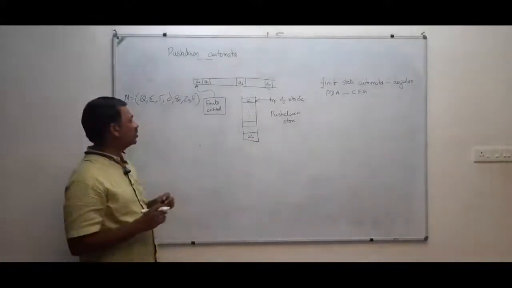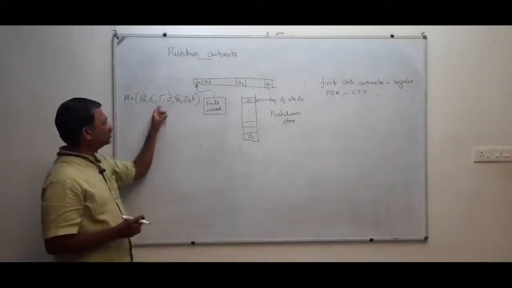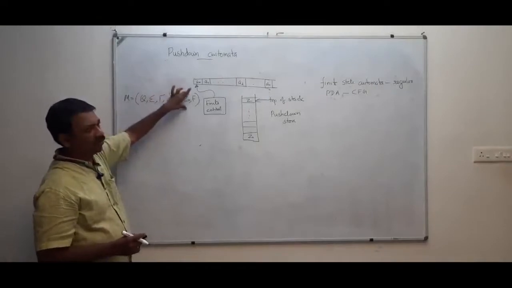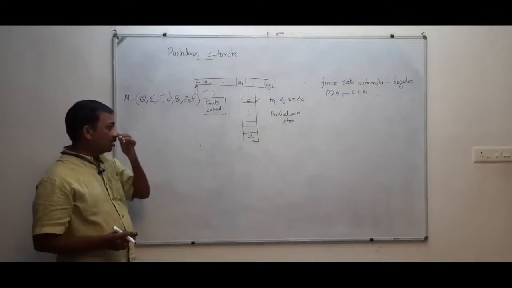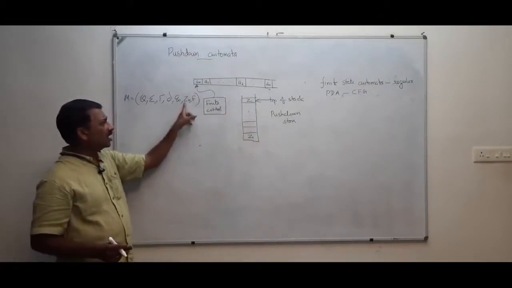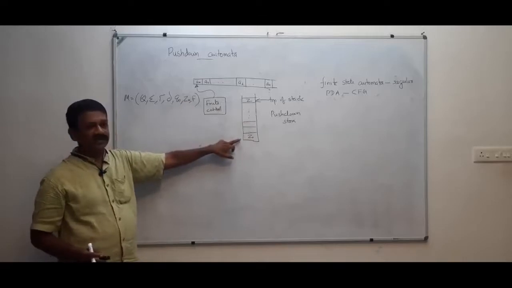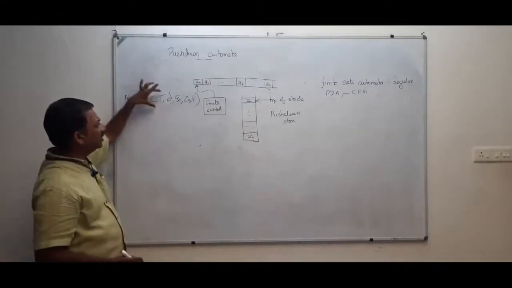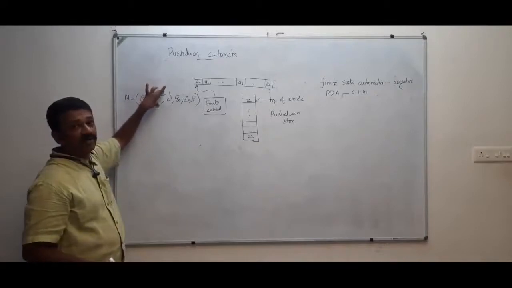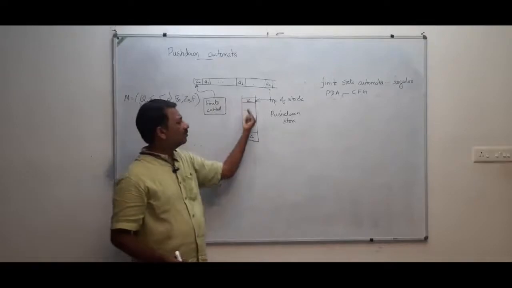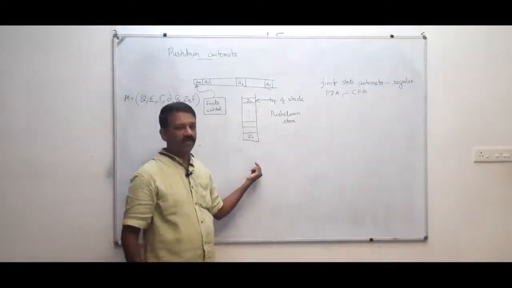Compared to a finite state automaton, here we have two more symbols, gamma and Z0. These two are regarding the stack. Z0 is the bottom of stack marker, and gamma is the stack alphabet, so only from this alphabet can we push elements onto the stack.